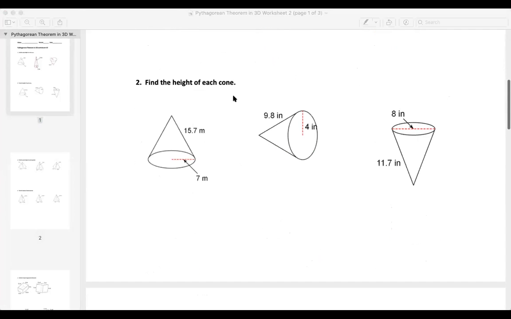Find the height of each cone. So what I'm asking you to do is, remember, the height is the perpendicular distance between the base and the vertex. So you got a right triangle. I'm giving you the C, I'm giving you B. So what we're missing here is the A value. Over here, the same thing. The height would be like that. That's what we're solving for. And over here, I'm giving you the diameter. Make sure you use the radius in your calculations.